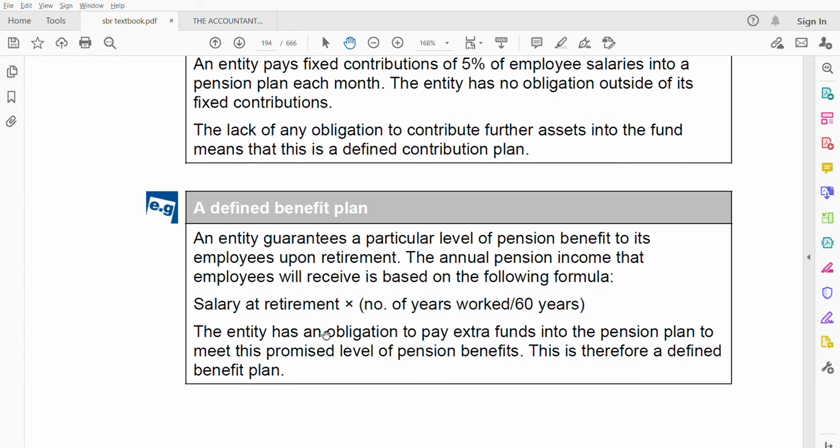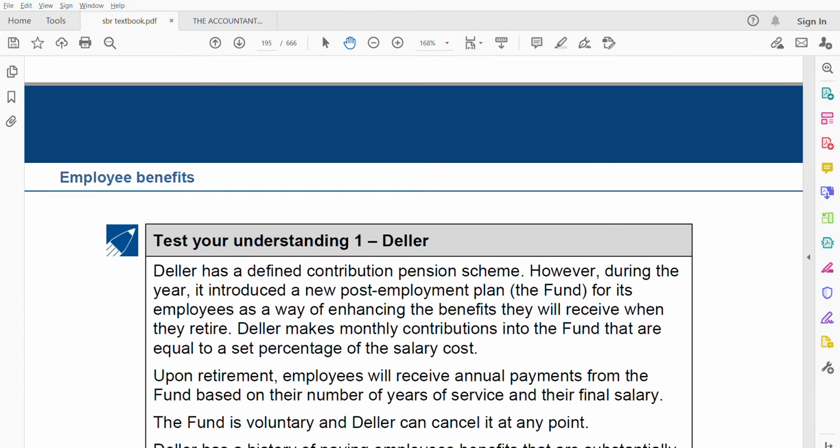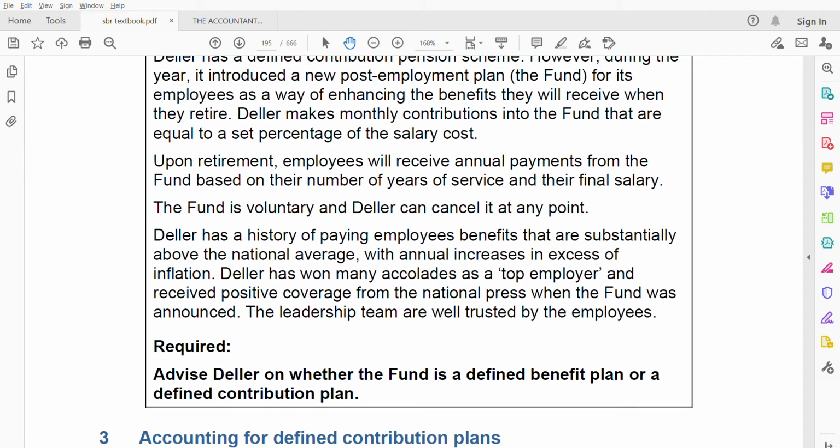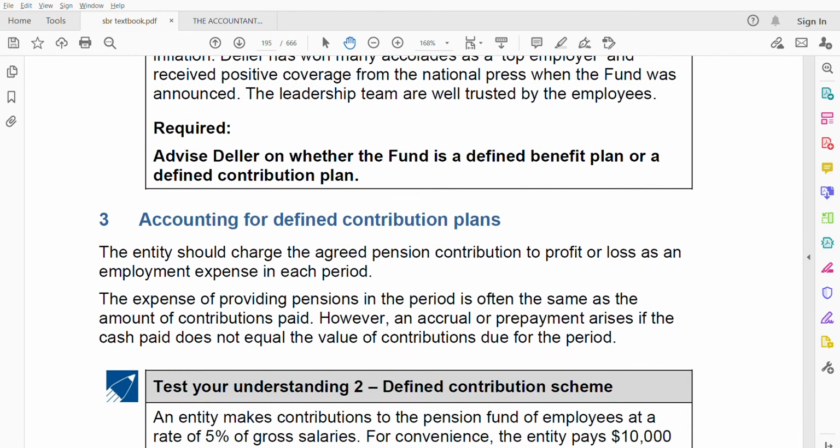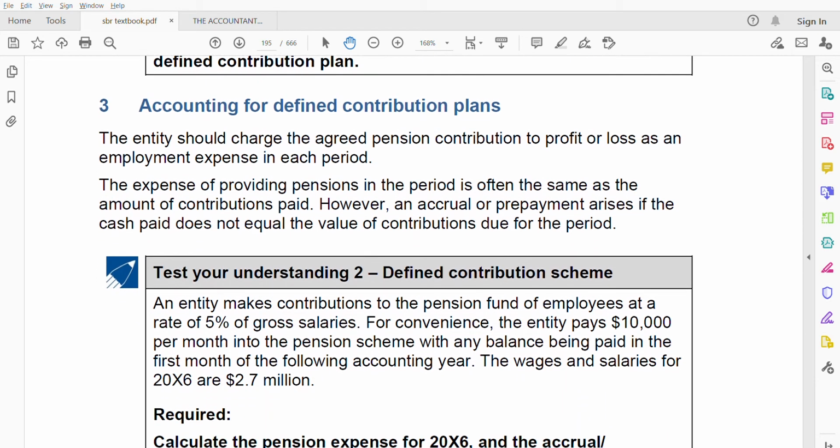Here they have an obligation. When it's defined benefit, the obligation is there to pay extra funds. So the entity has an obligation to pay extra funds into the pension plan to meet this promised level of pension benefit. This is therefore a defined benefit plan. The test of understanding will be done at the end after I finish IAS 19.